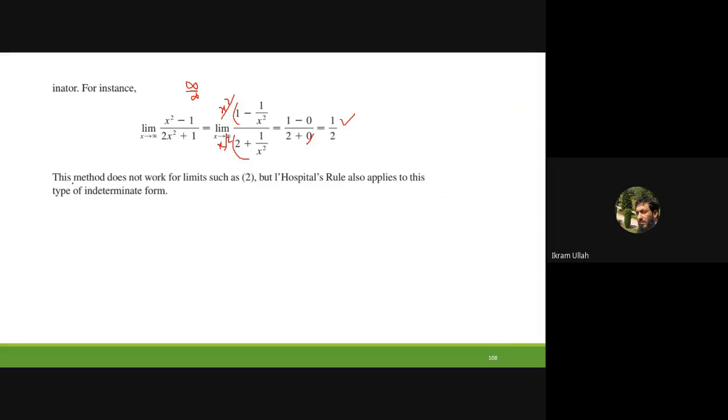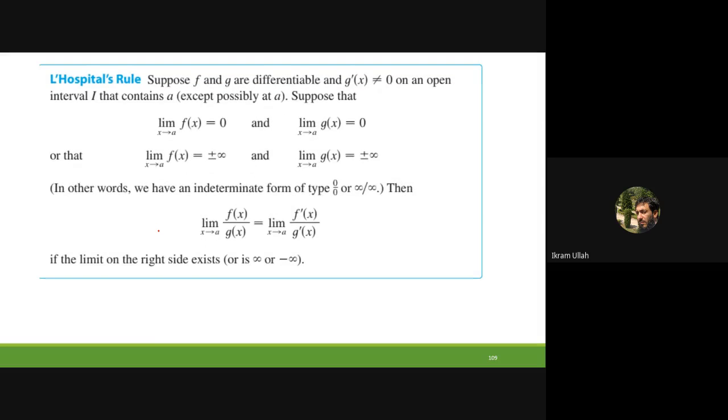But this method does not work for a limit such as this. L'Hopital's rule also applies to this type of indeterminate form. What is L'Hopital's rule? Let's define it.